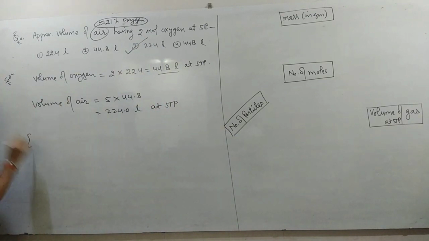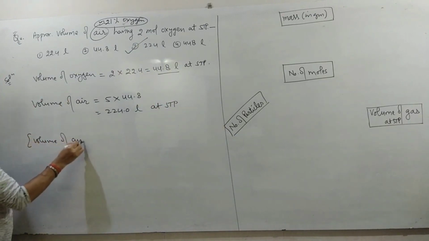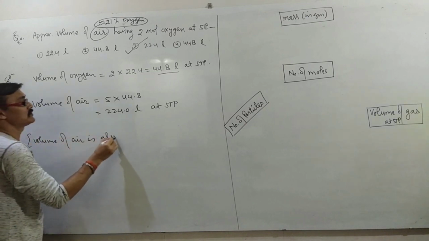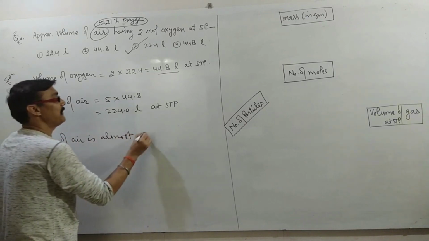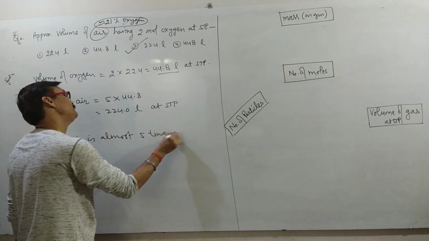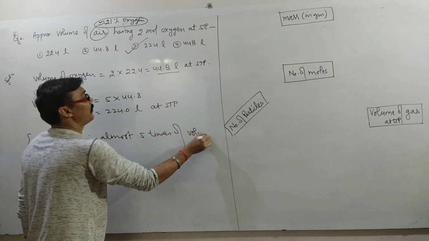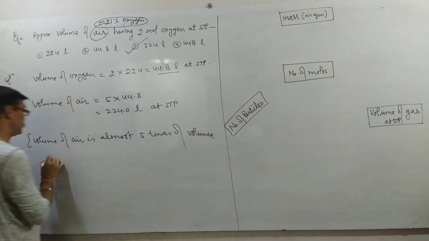What is the information? Volume of air is almost 5 times the volume of oxygen.